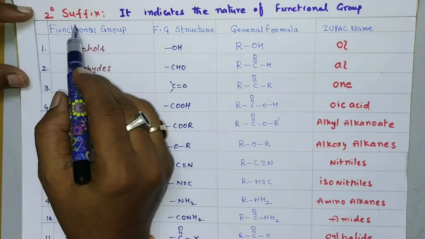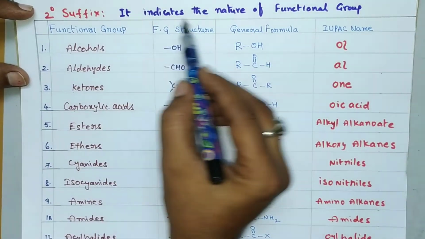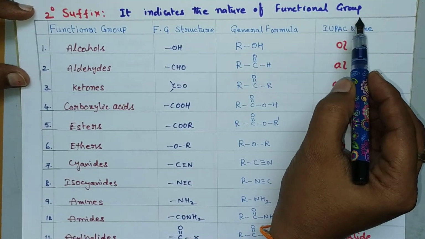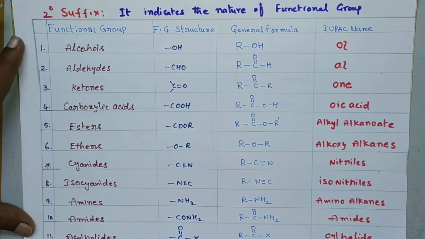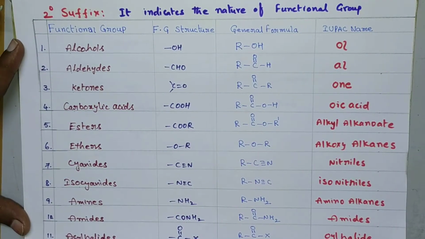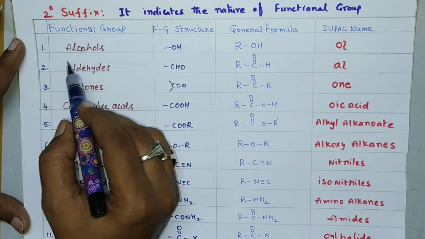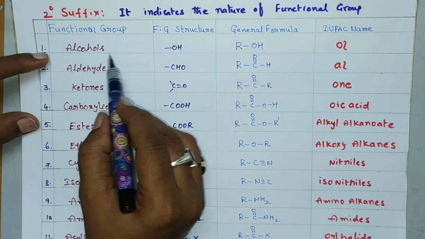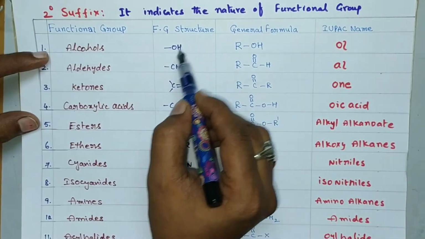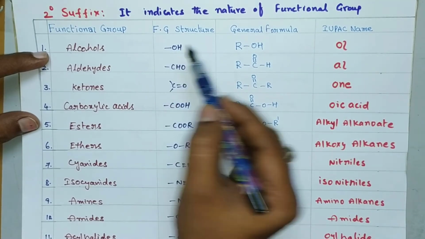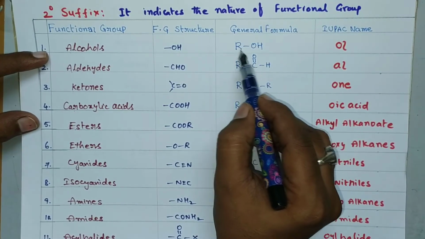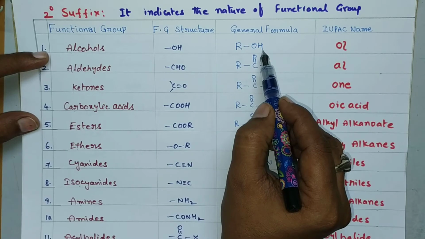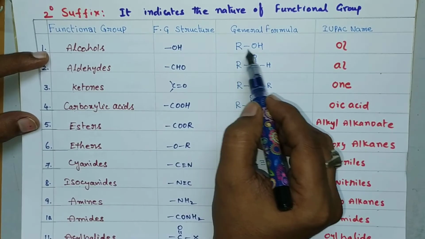The secondary suffix indicates the nature of functional groups. There are so many functional groups, and I have given you a list of 11 functional groups here. The first one is alcohols. The functional group structure consists of the OH group, so the general formula of alcohols is ROH.